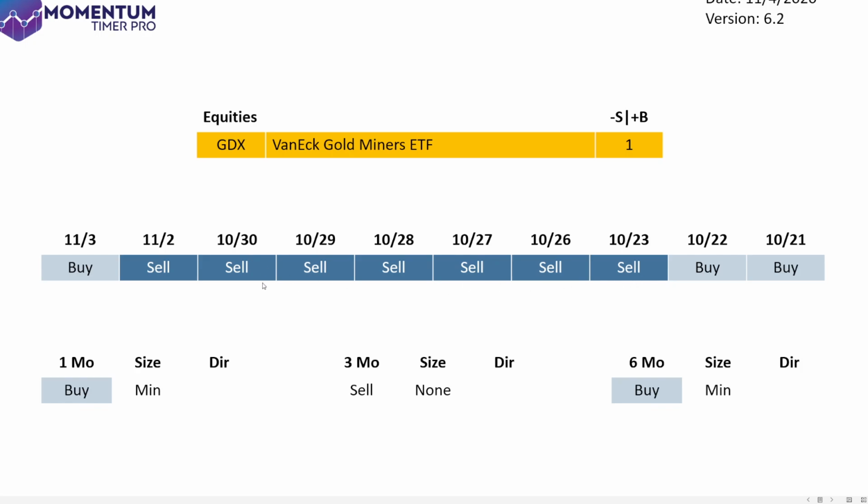We now see some sell signals flipping over to a buy, turns to gold. We're still in a downtrend. How do we know? 6 month is now down to a min. 3 month down to none. 1 month flipped up to a buy. Not a big move here, but still this downtrend is there.